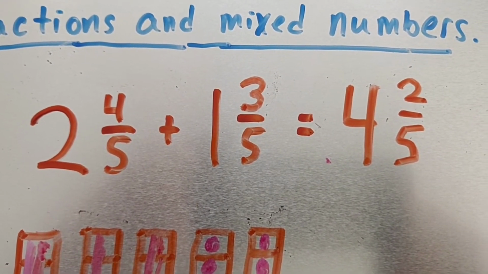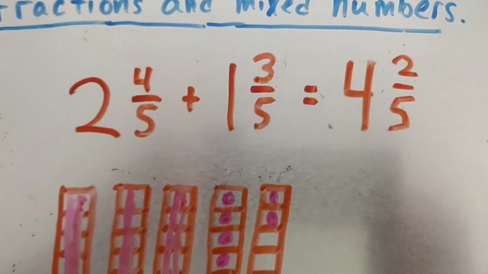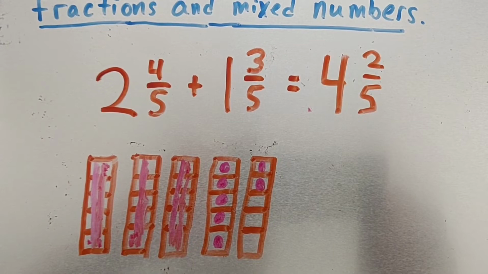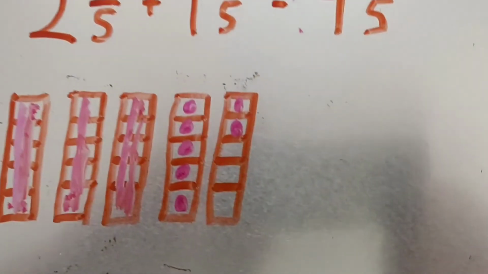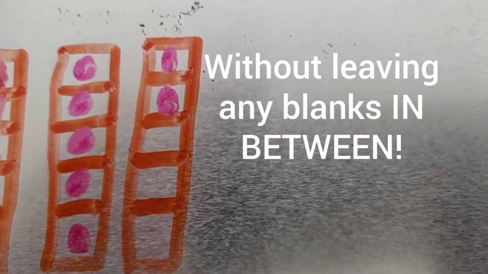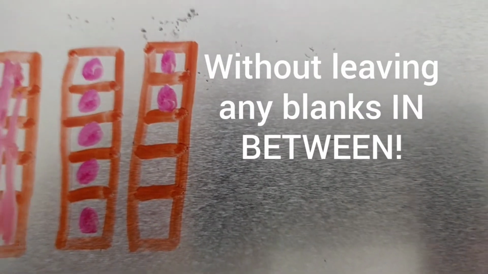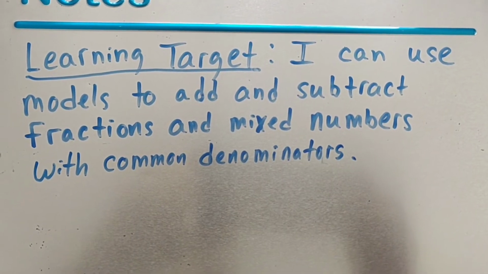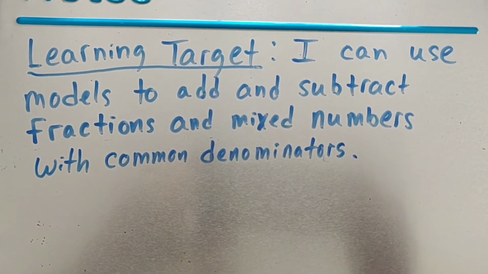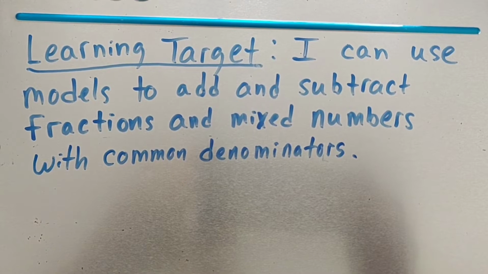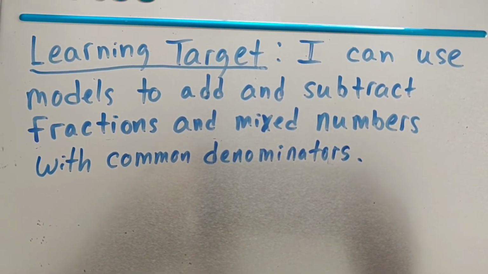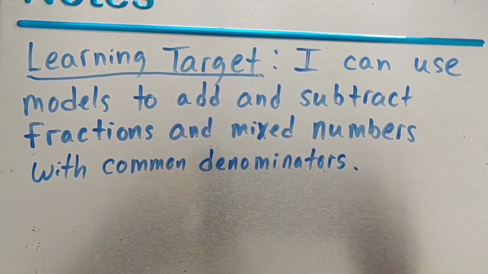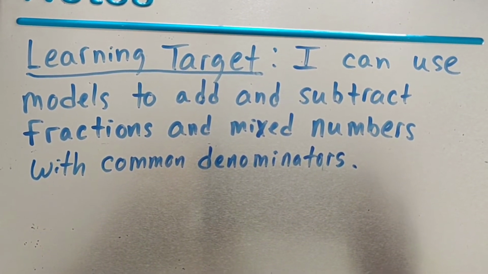Notice it's not just 2 plus 1 is 3. So that's why the models are really important. And to make sure we shade in those fractional parts without leaving any blanks as we shade them in is also really important. So far we've used models to add fractions, we've used models to subtract fractions, and we've used models to add mixed numbers. We're going to be moving on to using models to subtract mixed numbers.